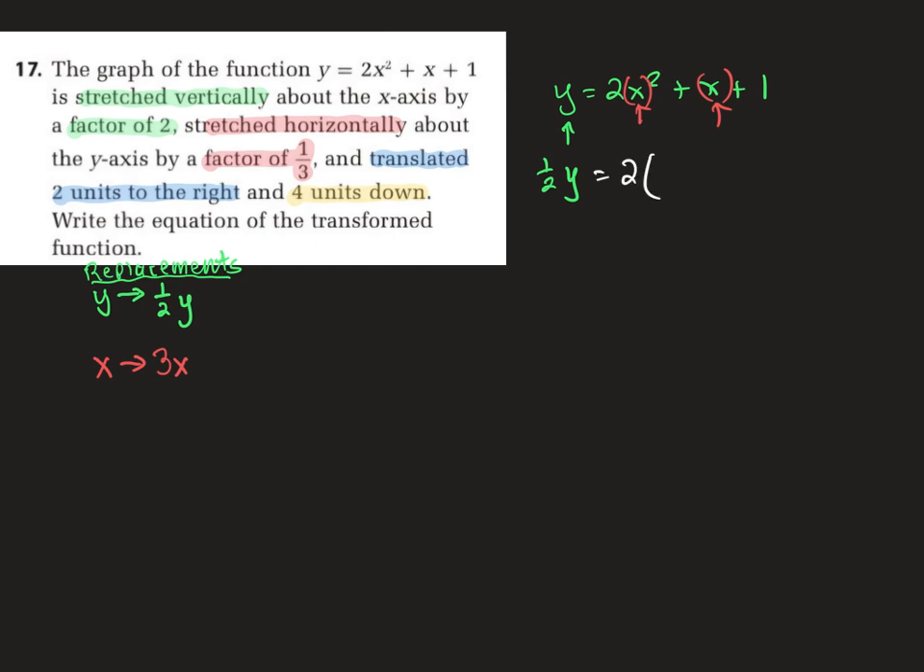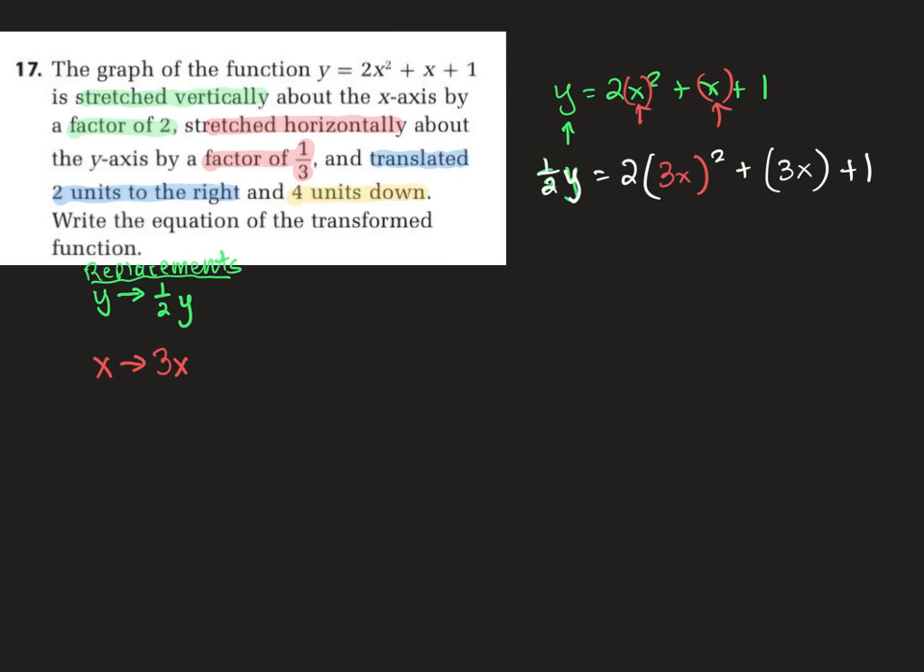So we'd have 2 bracket, and then we replace x with 3x, and then squared plus, again, 3x. Sorry, the colors kind of went wonky. And then on the left-hand side, we replaced y with 1/2 y. Now we're not done though, because it was also translated. So then we have translated 2 units to the right.